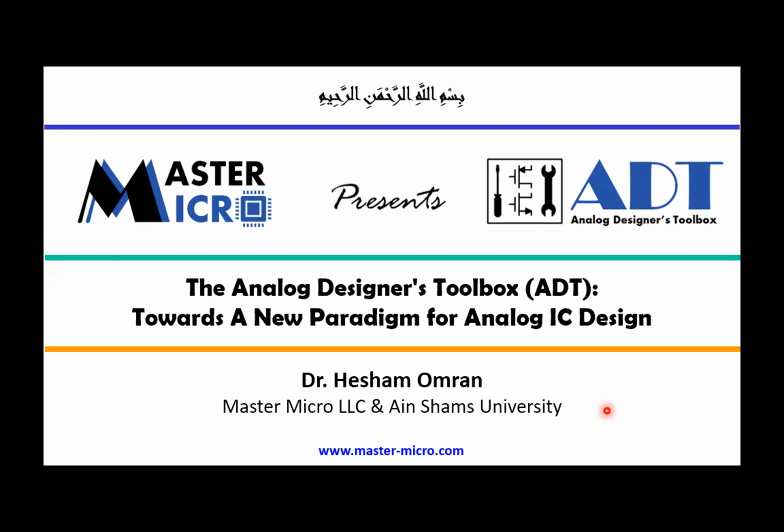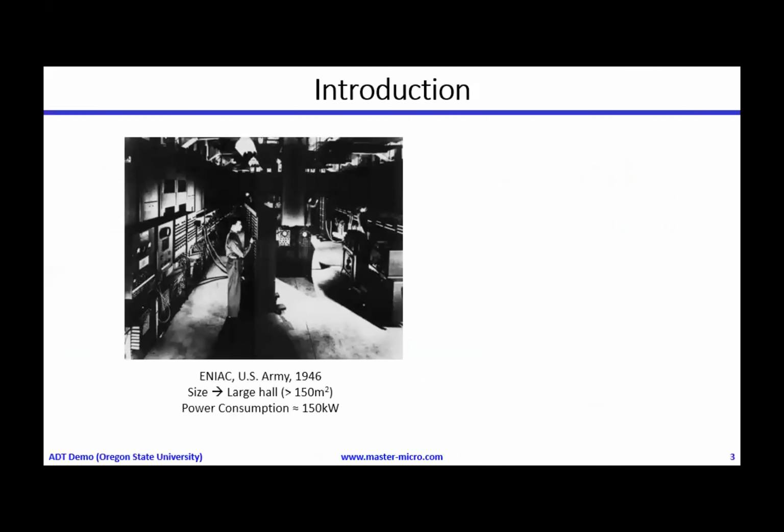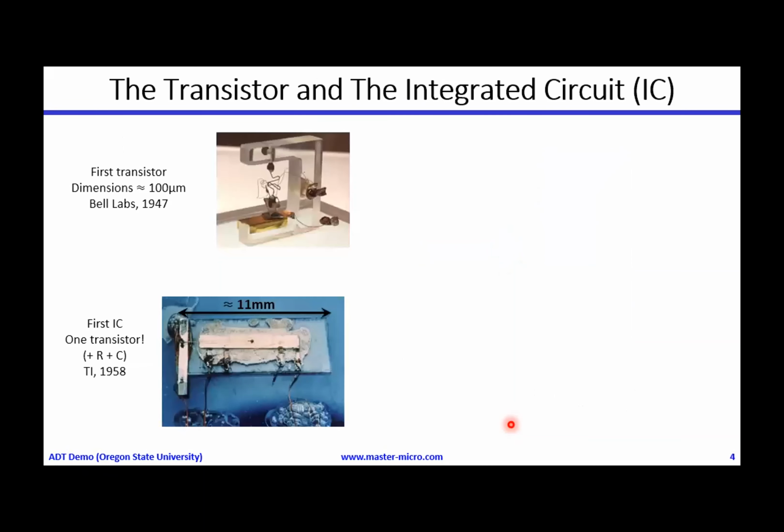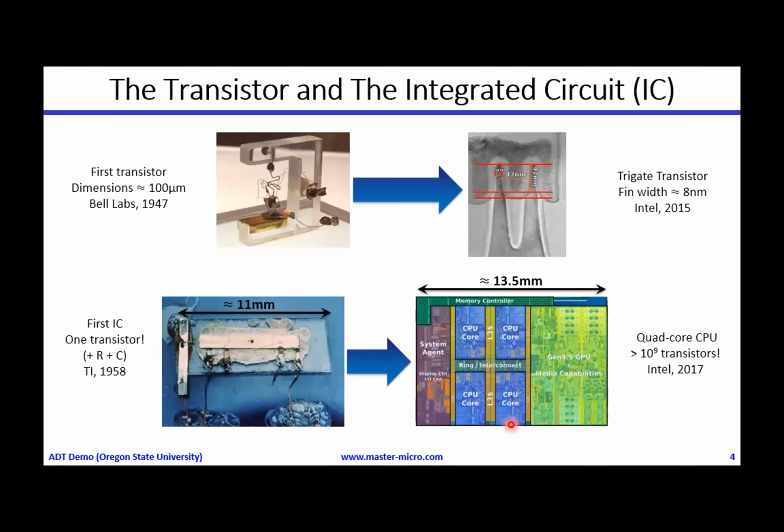But before I start, I'd like to go back to 1946 when ENIAC, the first general purpose electronic computer, was invented. And the reason I like to show this picture is that when you compare it with the smartphone that everyone now carries in his pocket, you will feel how much tremendous change has happened in the field of electronics in the last 70 years. And this was enabled by two key inventions, the transistor and the IC. And both of them also witnessed exponential advancement in the last decades.